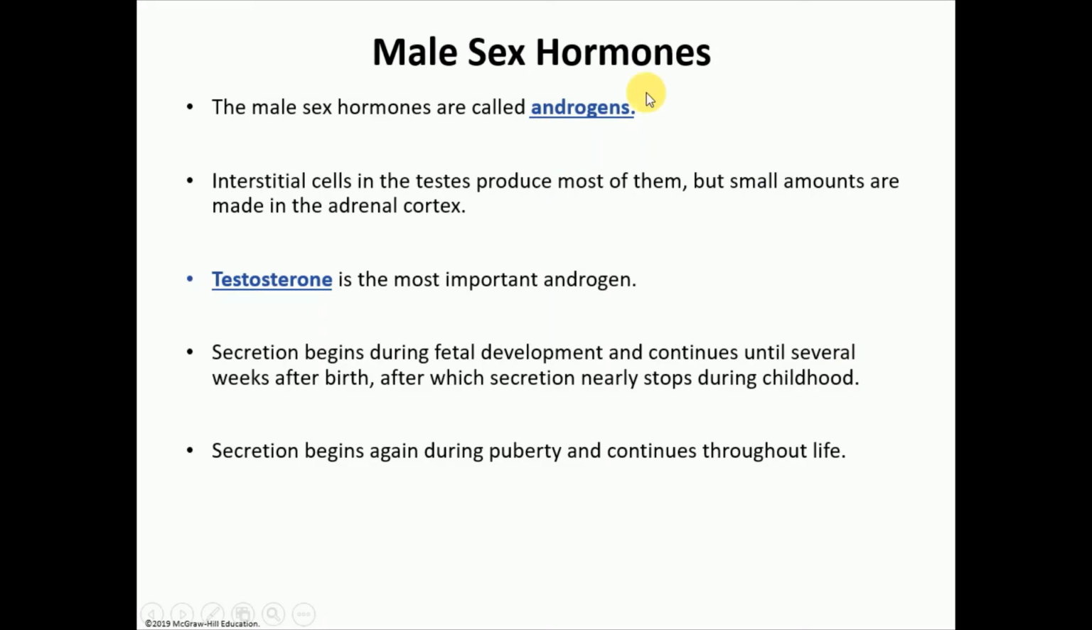So your male sex hormones, those are known as androgens. As I mentioned, the most important of them is testosterone. They're made by the interstitial cells. The secretion begins during fetal development.